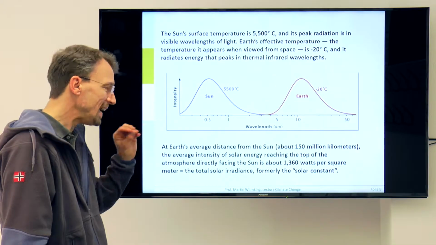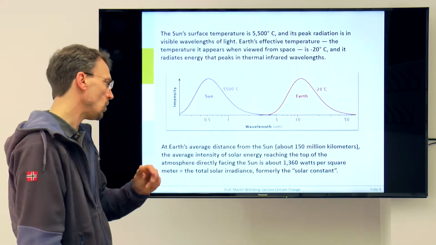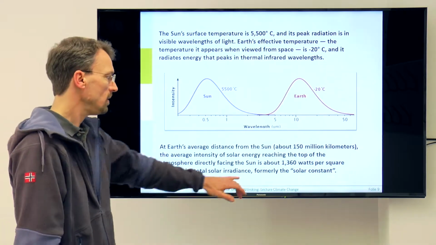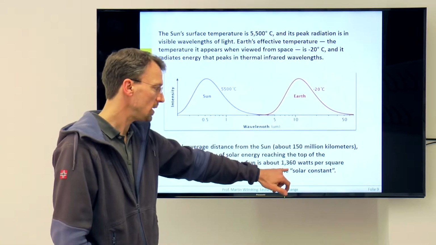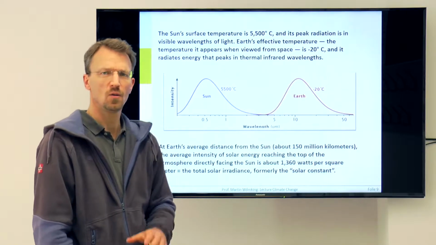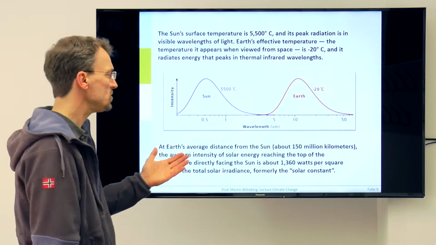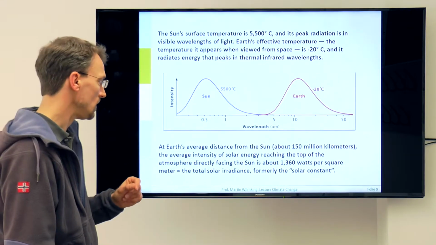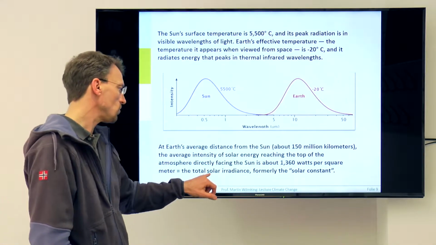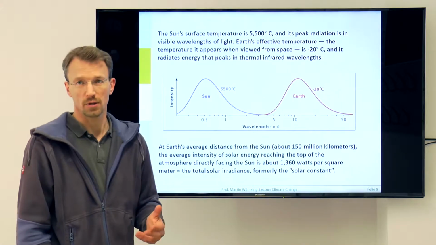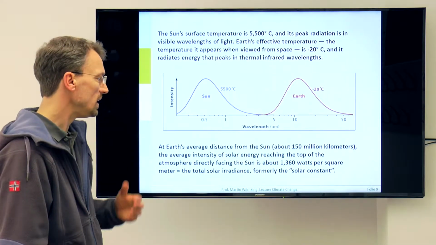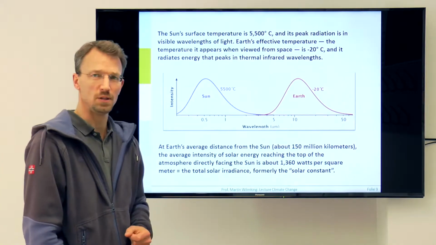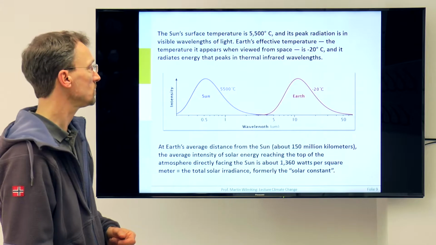the average intensity of the energy received on top of the atmosphere, which is directly facing the sun, is this amount, 1,360 watts per square meter. Wait a second, you would say. Well, we just talked about 340 watts per square meter, and you're right, I used that number. This number is the total solar irradiance, formerly called the solar constant, and now we need to think about how we get from 1,360 watts per square meter to the 340 watts.